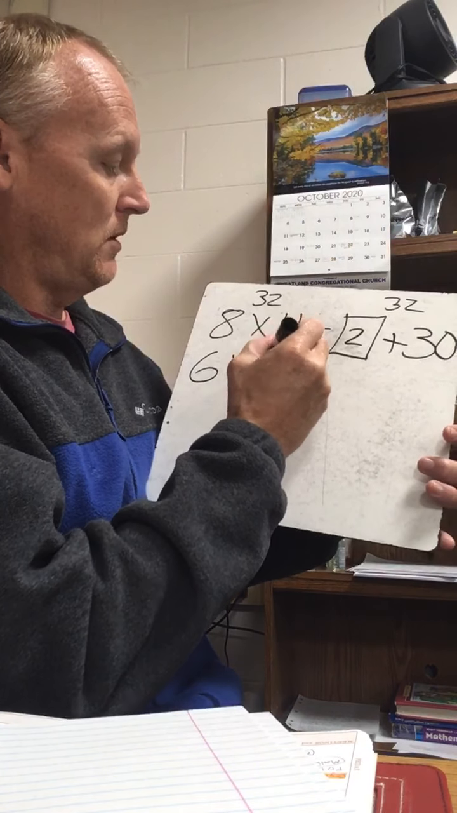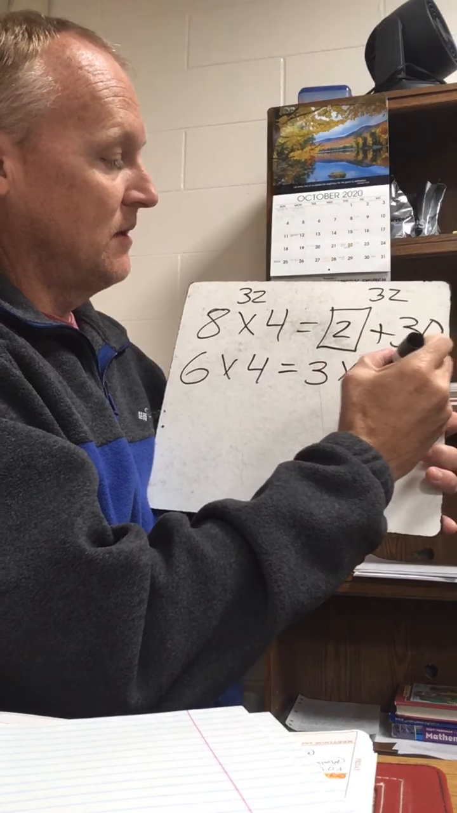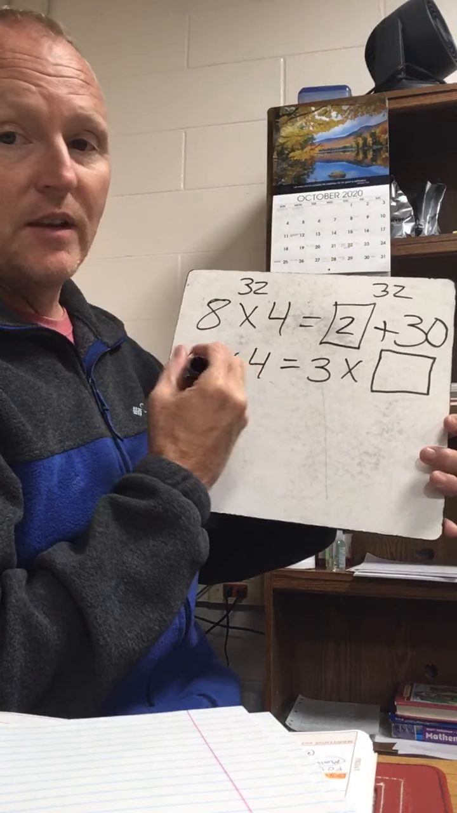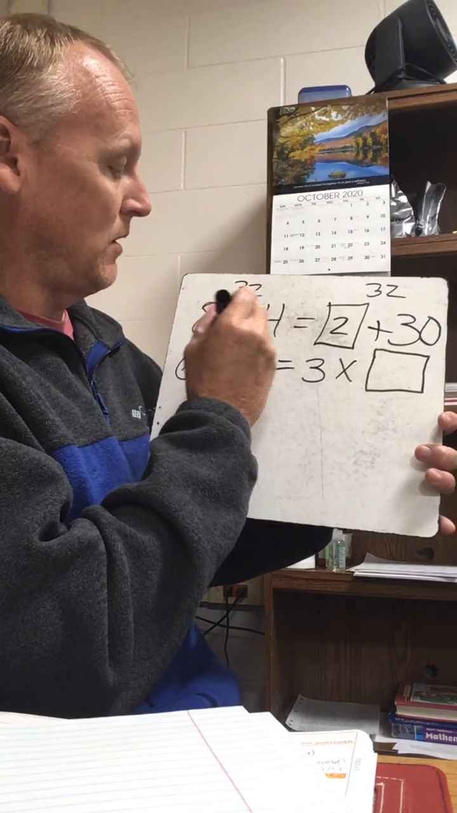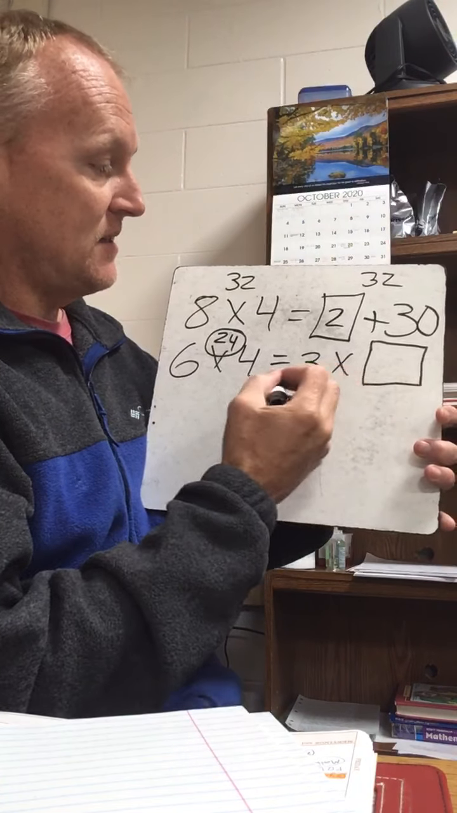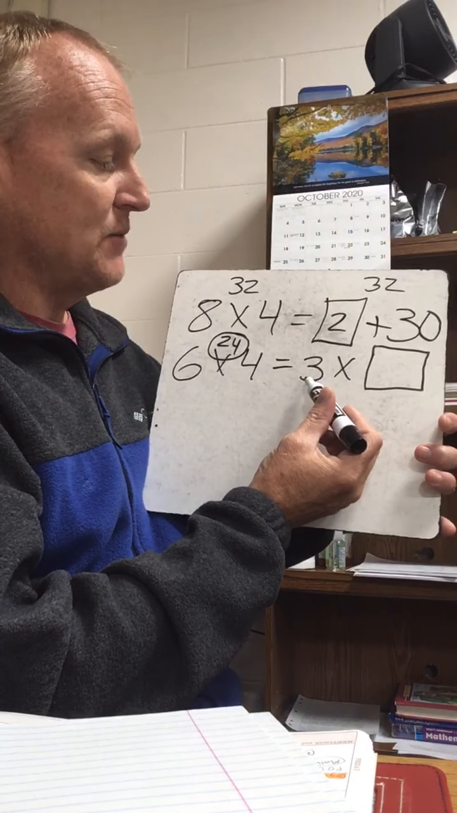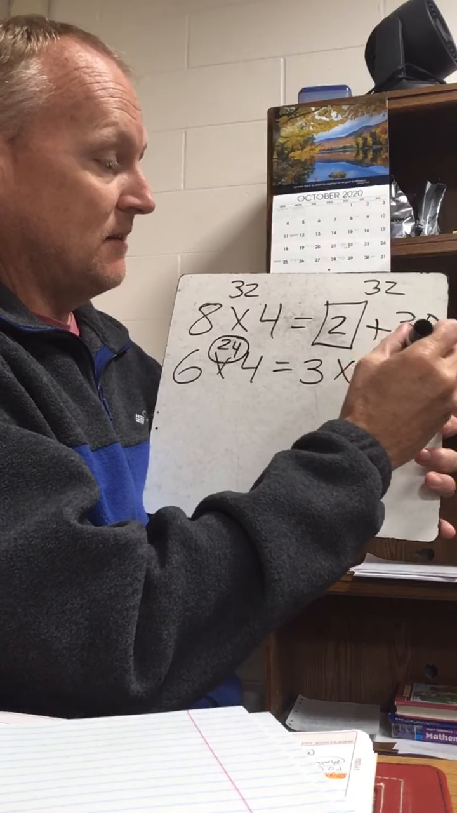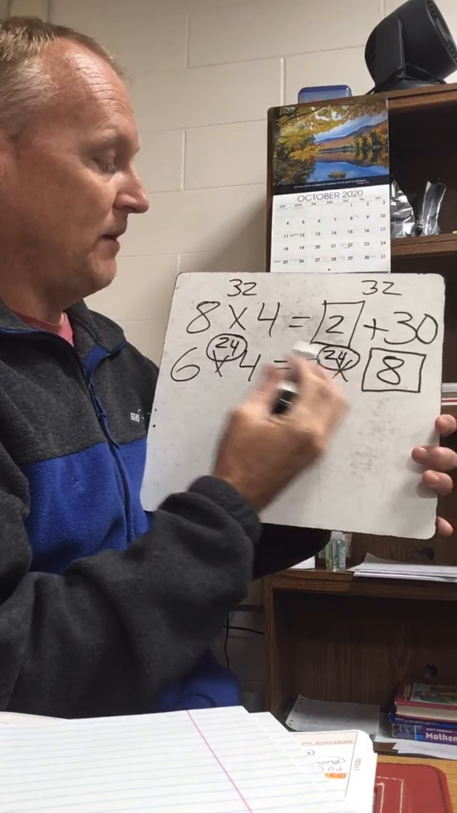Okay, let's try another one. 6 times 4 equals 3 times, then we have our variable, the missing number. Over here, we've got everything that we need. 6 times 4. And if you know your basic facts, you know that that's 24. Now we've got to get this side to equal 24. So think of what you multiply times 3 to get 24. 3 times 8 equals 24. So 24 equals 24.